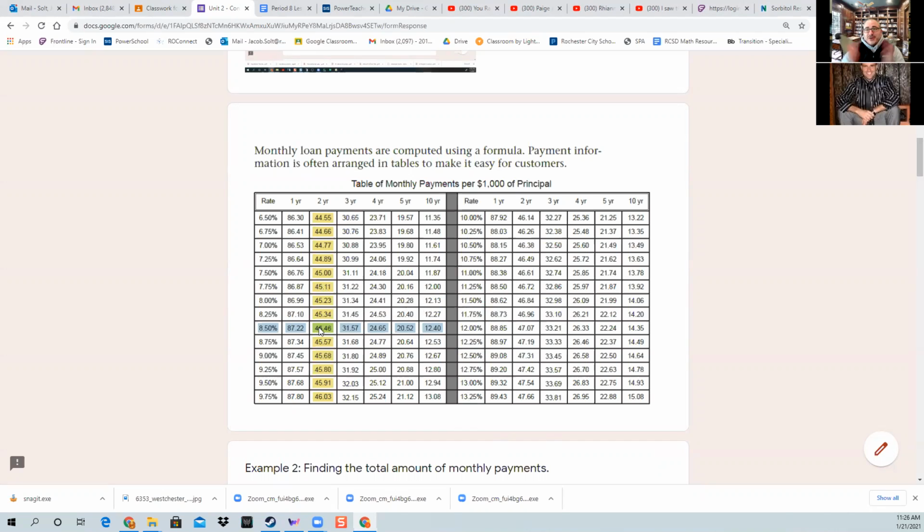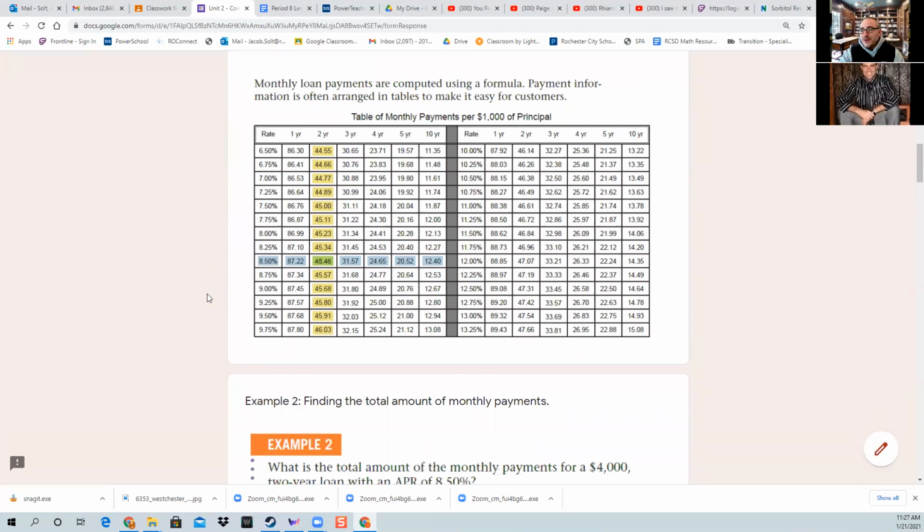Now, that's great if your loan is only $1,000, but what if your loan is $2,000? Well, if you have double the amount of principal, then you need to double the monthly payment, right? 45.46 times 2 would be $90.92. So if it was $10,000, that'd be 10 times bigger than 1,000, so you just multiply that figure by 10. If it was a $100,000 loan, you'd multiply it by 100 and so on. So that's the idea of how to read this table.